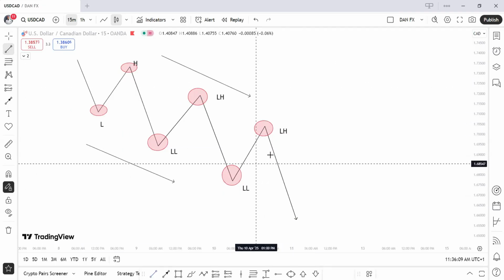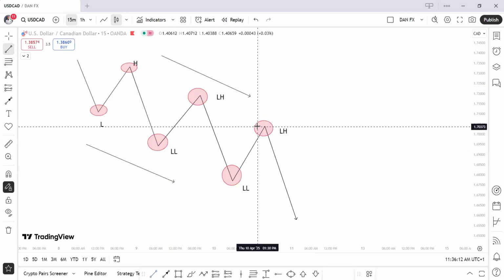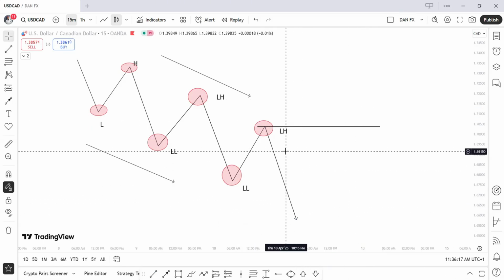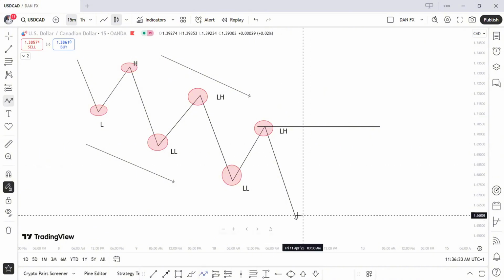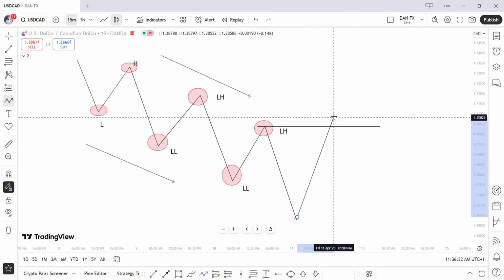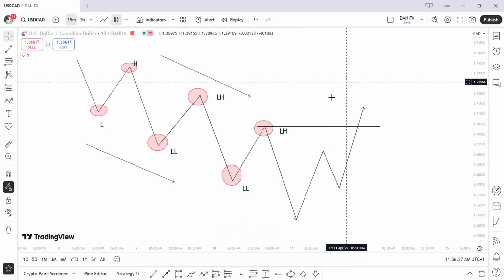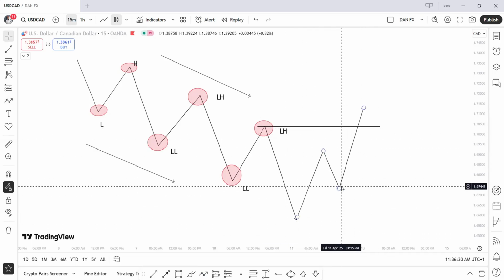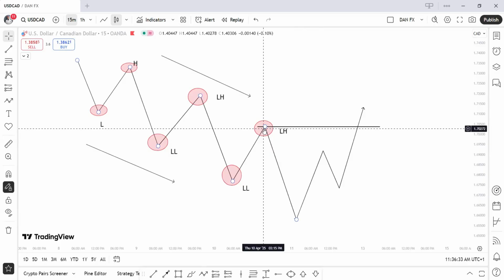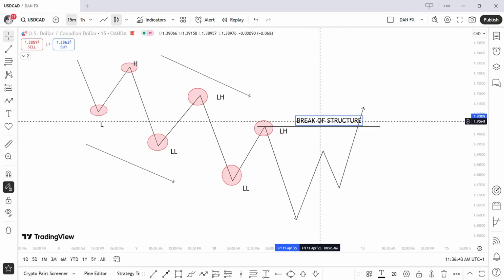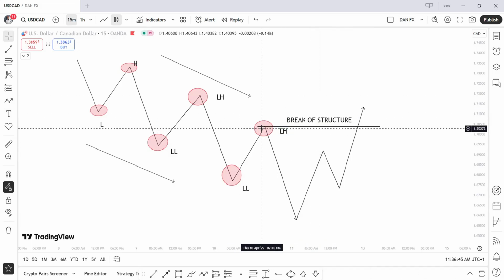We know that price needs to break the most recent structure, which is this structure right here. Price needs to come and break this structure for it to change to an uptrend. So if price goes all the way up, and maybe it does like this and then does like this and then breaks this structure, then we know that price has changed to an uptrend because this structure has been broken. The lower high has been broken. That is your break of structure. That's your break of structure here. So price has broken the structure here.